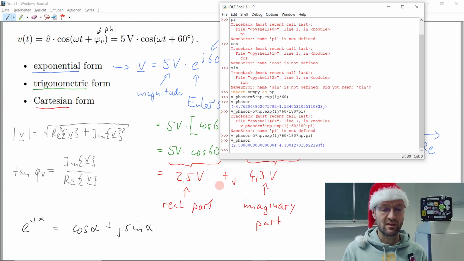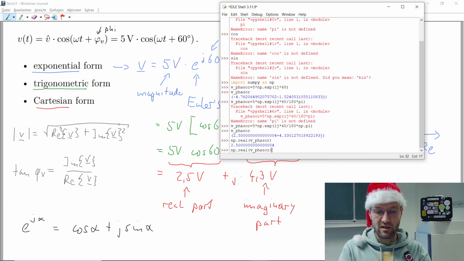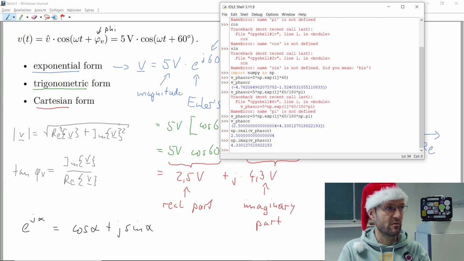So now if we would like to have the real part and the imaginary part out of this number, how could we get this? There are just functions that are called real, np.real of our v phasor. This will give us the real part, and np.imag, abbreviated imaginary, will give us the imaginary part. And the output here is always in this Cartesian form once again.